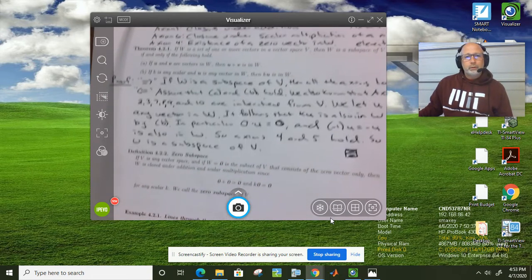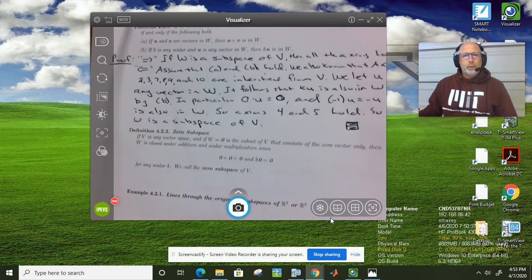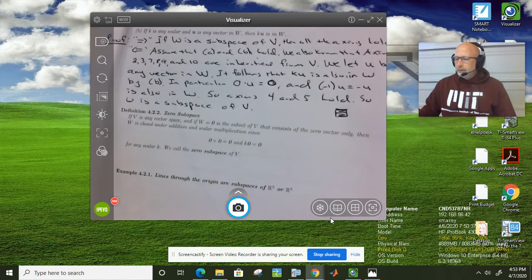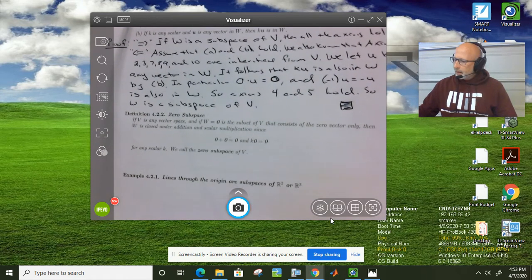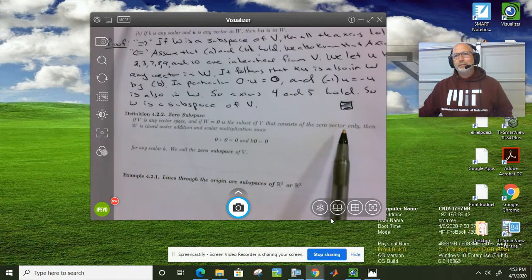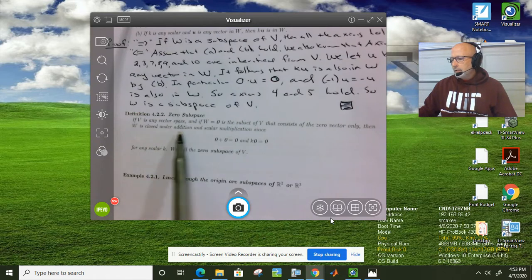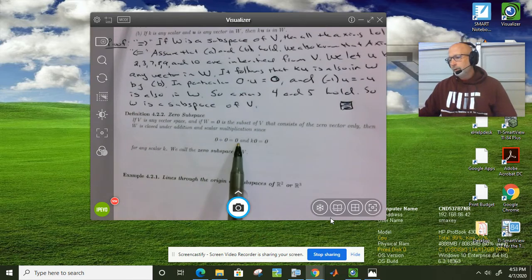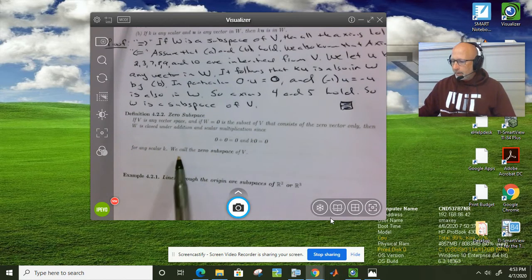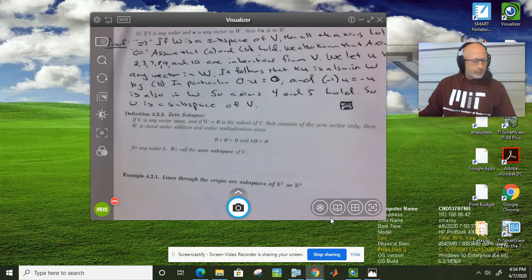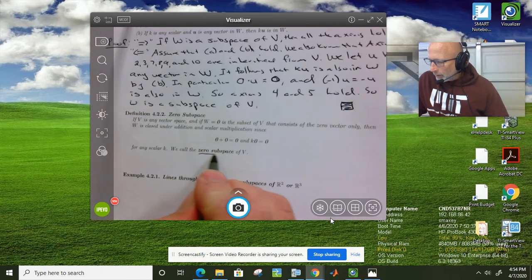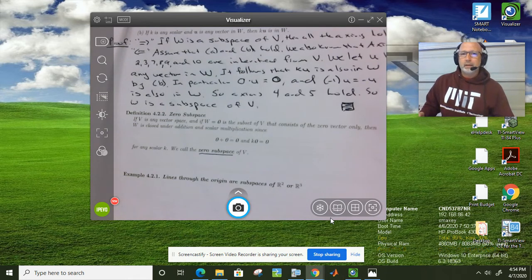Okay, definition 4.2.2, there are some special subspaces that we always need to be aware of. So the zero subspace: if V is any vector space, and if W is equal to {0}, the 0 vector, the subset of V that consists of the 0 vector only, so that's the only thing in there, then W is closed under addition and scalar multiplication, since 0 plus 0 is equal to 0, and K times 0 is equal to 0 for any scalar. We call this the 0 subspace of V. Pretty simple. I just need to go through and define what the 0 subspace is.